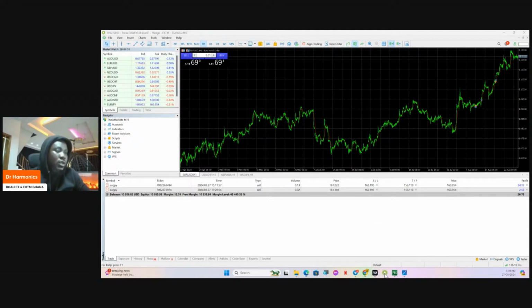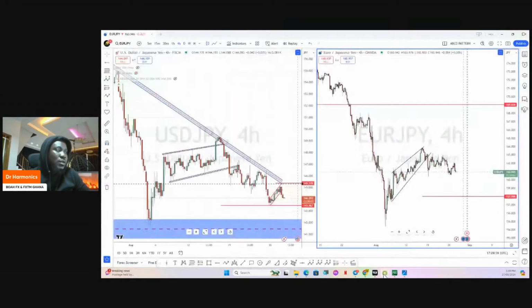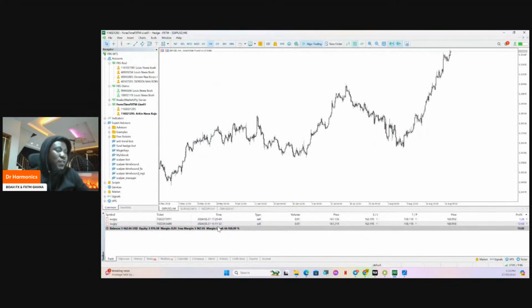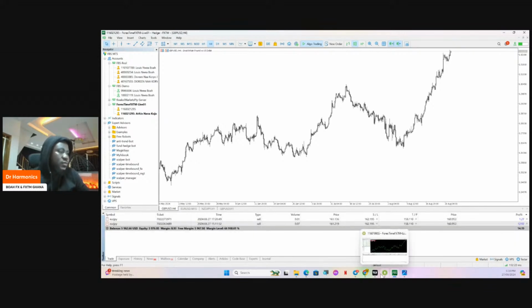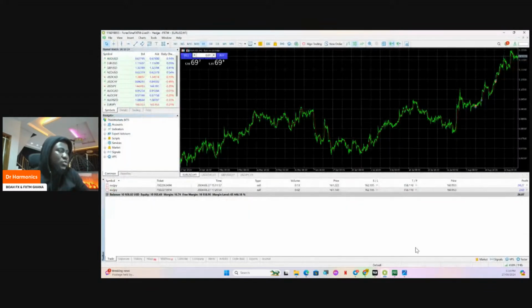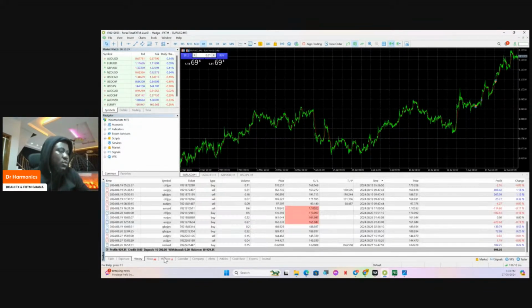Okay, so the same trade I took on this 5K account. The same trade I took on this account. Okay. We are in profit of 999.